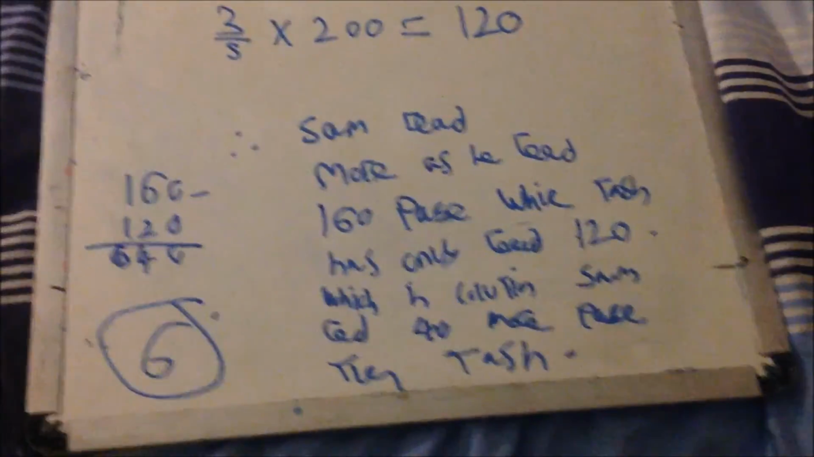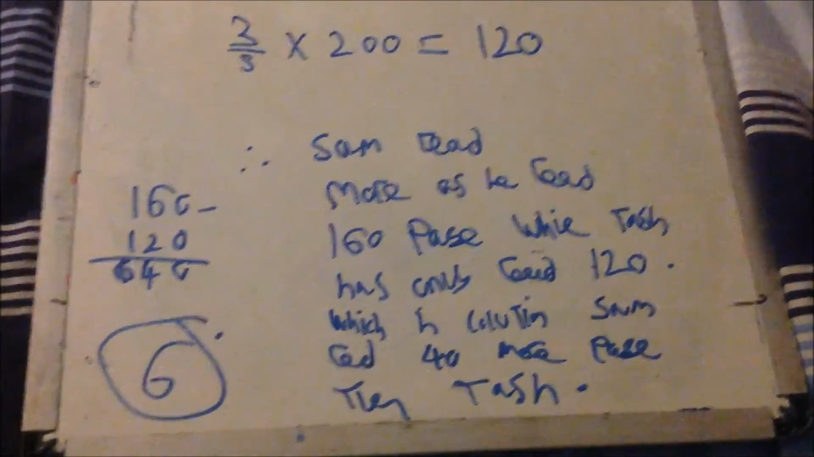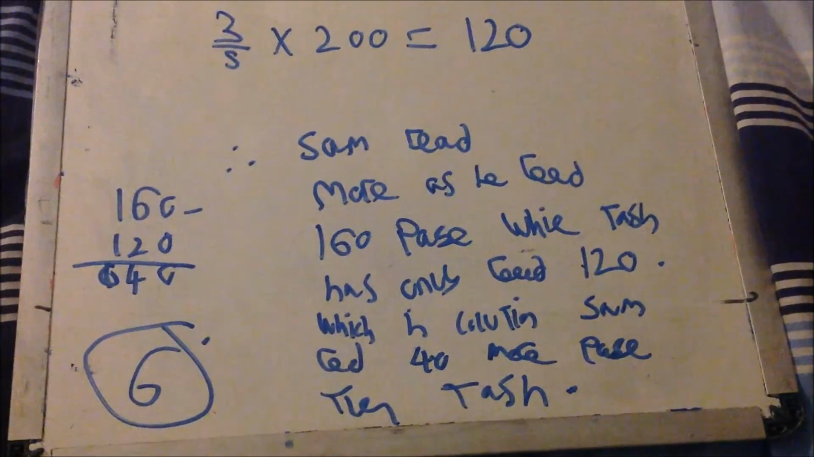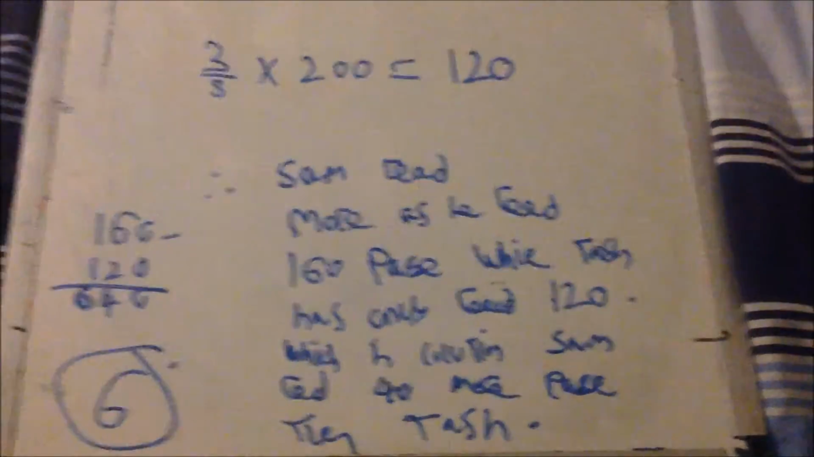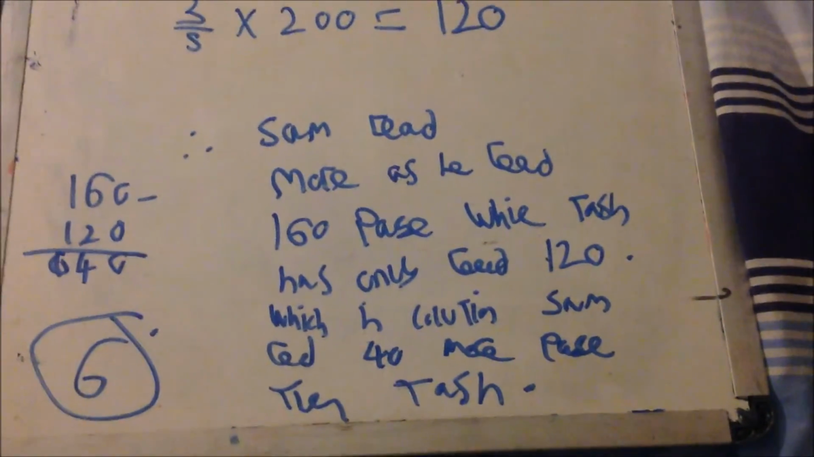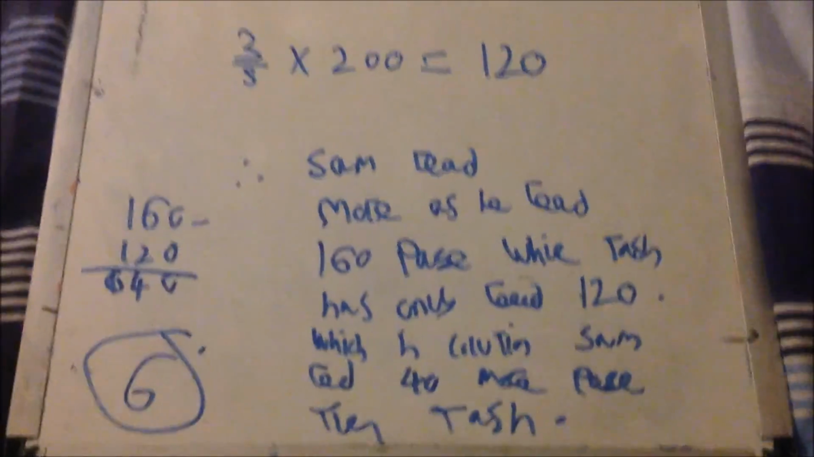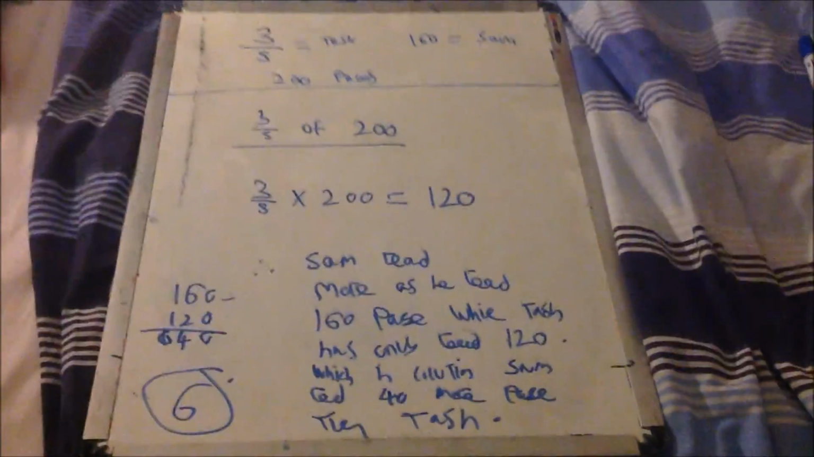But we need to make sure your conclusion is really full of information, okay? So, therefore, with those 3 dots, Sam's read more as he's read 160 pages, while Tash had only read 120, which in conclusion, Sam's read 40 more pages than Tash. Something like that will get you 6 marks or so, and that will give you all the marks. And there we are. So that's all we have to do.